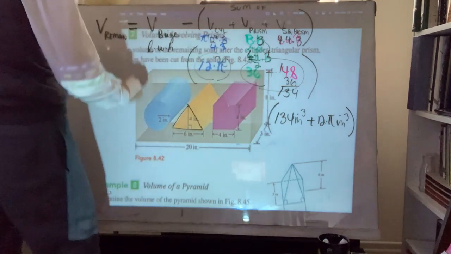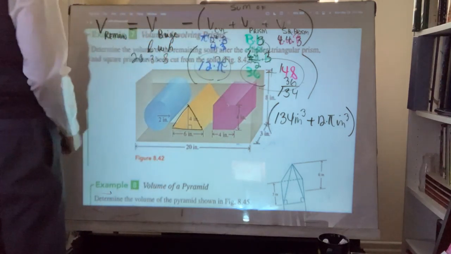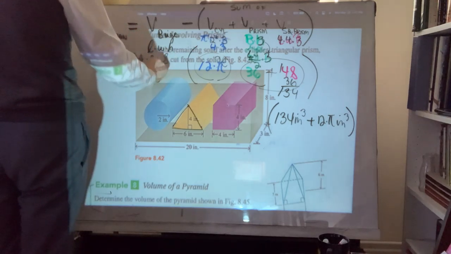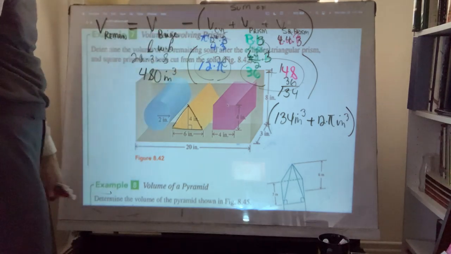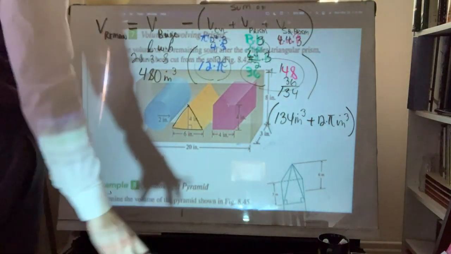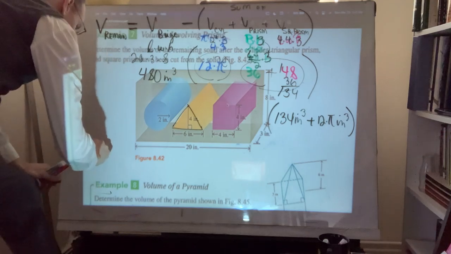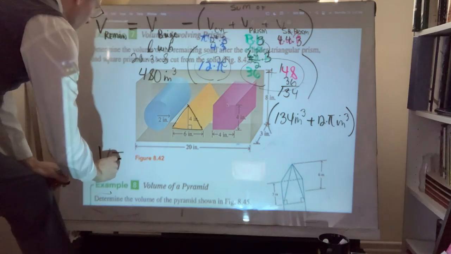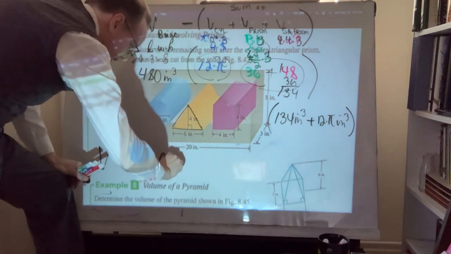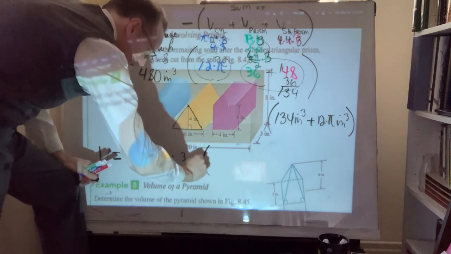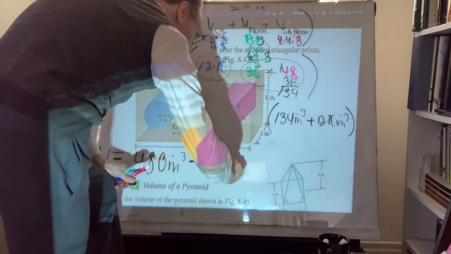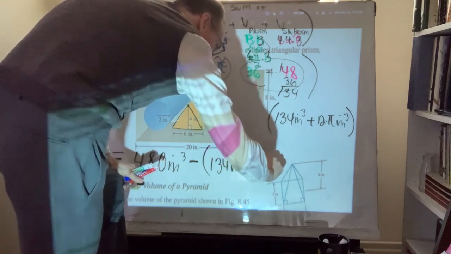So you have 20 by 3 by 8. 3 times 8 is 24. 24 times 2 is 48. This should be 480 inches cubed. So what you can do is write this out first, and then you can whittle it down. The overall beige container is 480 inches cubed minus the sum of these two things: 134 inches cubed plus 12 pi.